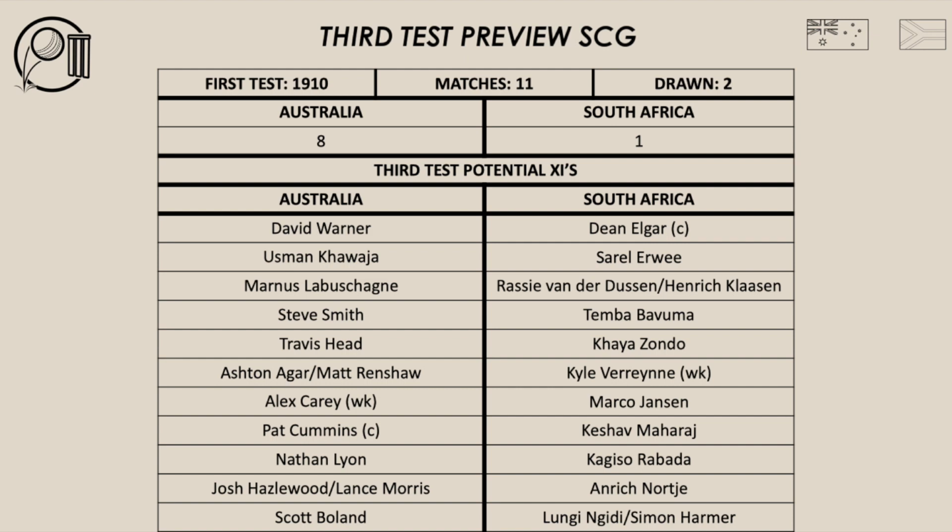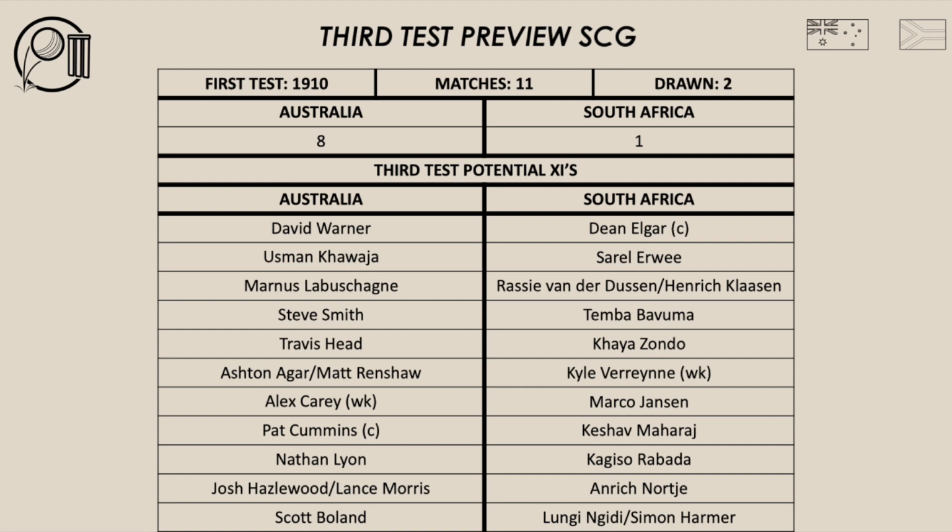Let's have a look at Australia's potential 11 for the third test of this series. And Australia will have to make 2 changes. Cameron Green and Mitchell Starc have been ruled out of the third test due to injury. Both Green and Starc picked up finger injuries in the second test at the MCG. So Australia will have to make 2 changes to their 11 for the final test of this series against South Africa. Now, Australia have called up Ashton Agar and Matt Renshaw as replacements for Starc and Green in the squad.